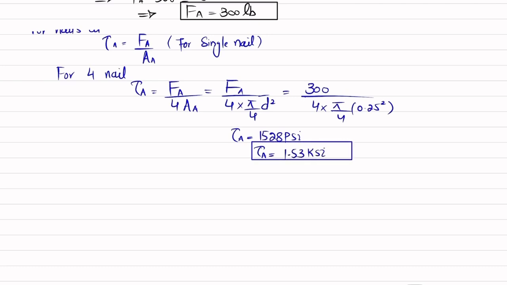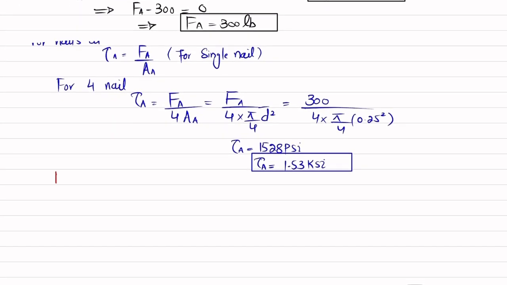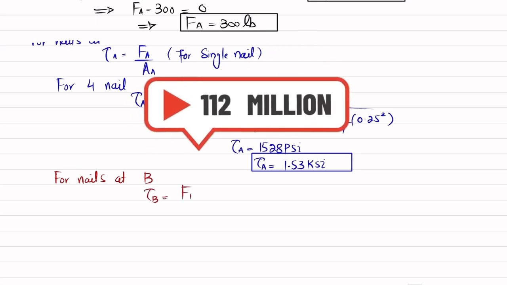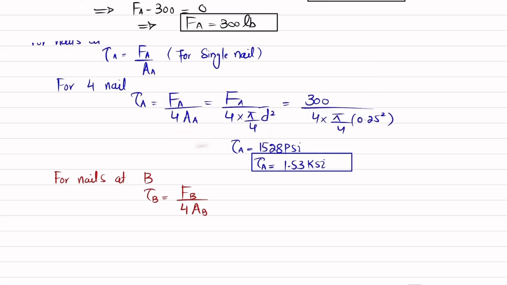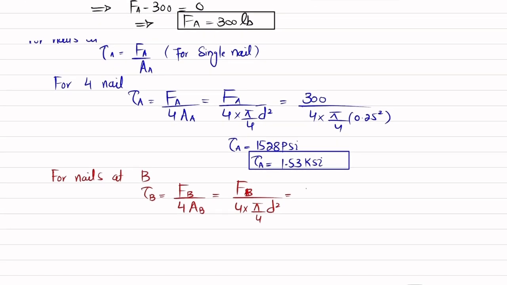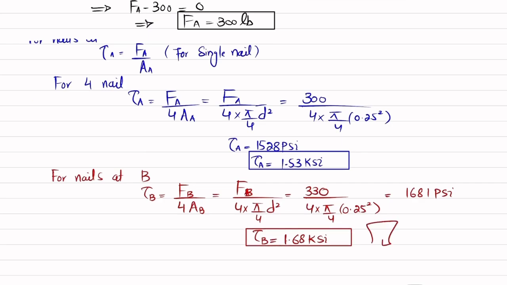Now we will move toward the nails at B. So the shearing stress at point B will be equal to the vertical force at point B divided by 4 times the area of nail B. So FB divided by 4 multiplied by pi by 4 D squared. FB is 330 pounds. So 330 divided by 4 multiplied by pi by 4, and D is 0.25 because the diameter of each nail is 0.25 inch. When you calculate it, you will get the shearing stress in a single nail B equal to 1681 psi. Or you can say the shearing stress at nail B is equal to 1.68 ksi. Ksi means kilo pound per square inch, which is the answer to this question.